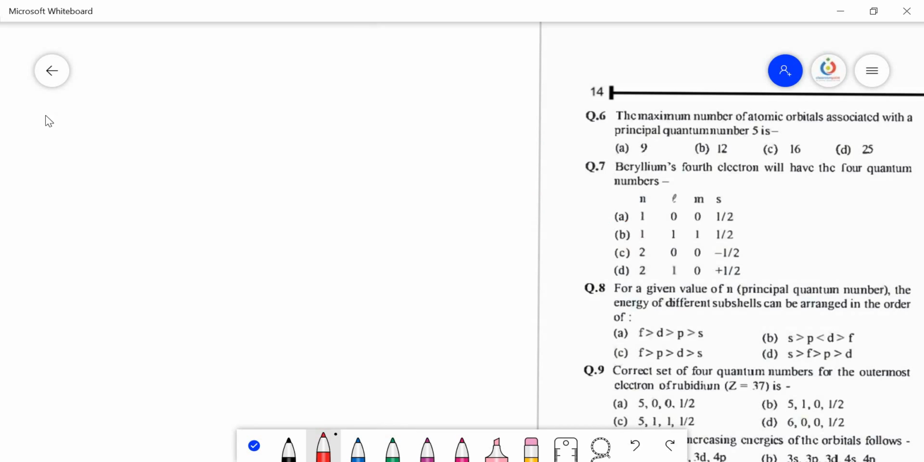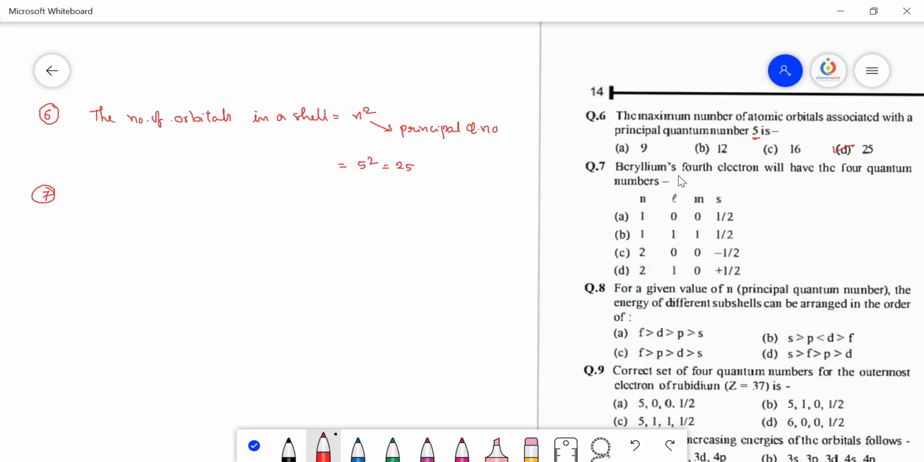Let us solve question number 6 now. The question is, the maximum number of atomic orbitals associated with a principal quantum number 5 is. So the number of orbitals in a shell can be calculated by using the formula n square, where n stands for the principal quantum number. Here n value is given as 5. Therefore 5 square equals 25. So option D is correct.